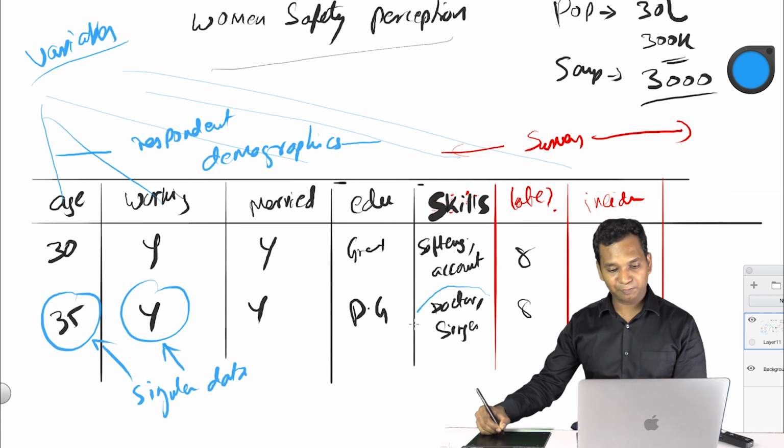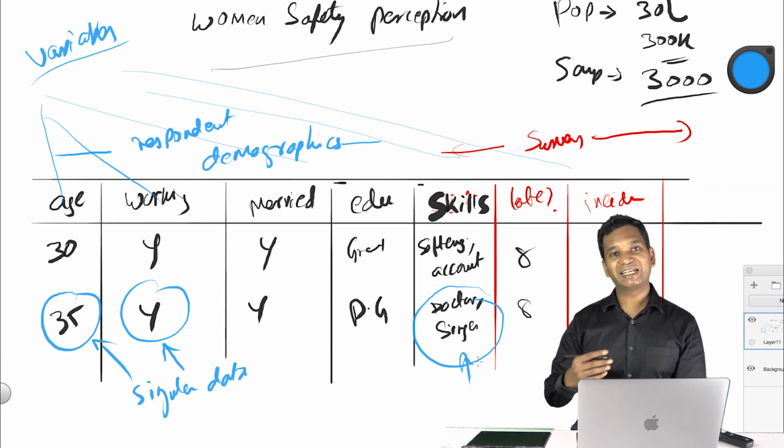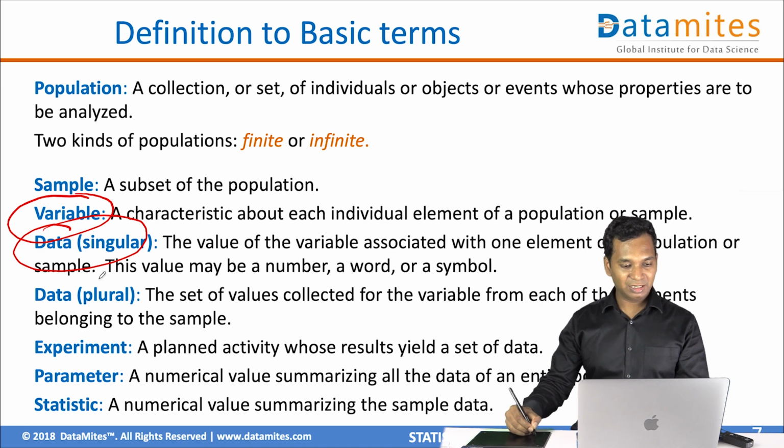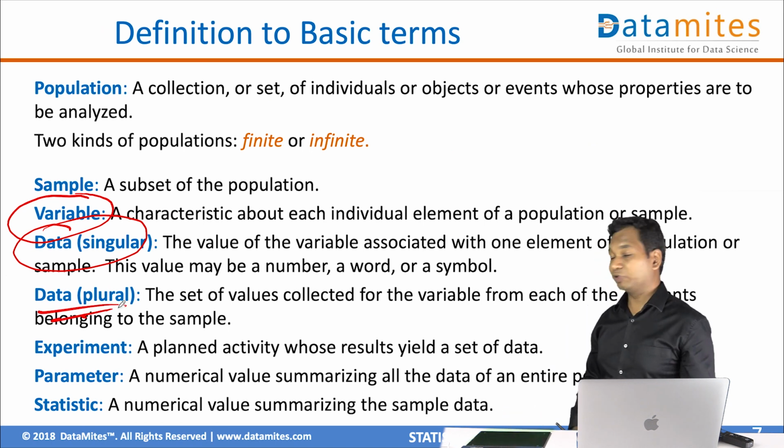But data like your skills, you can have multiple values. So you can be a doctor, you can be a singer, you can be also something else. So those are plural data. So two terminologies mentioned over here: singular data and then plural data.